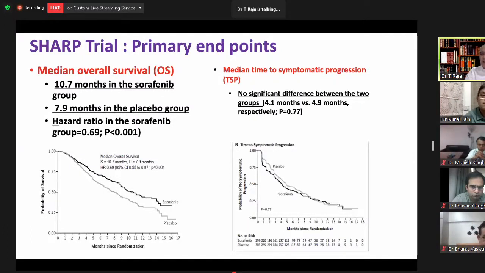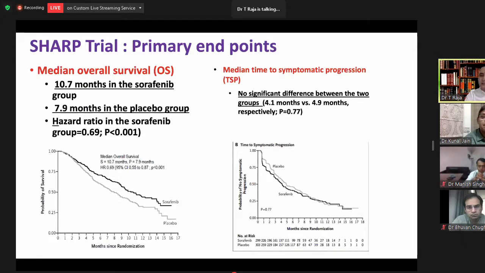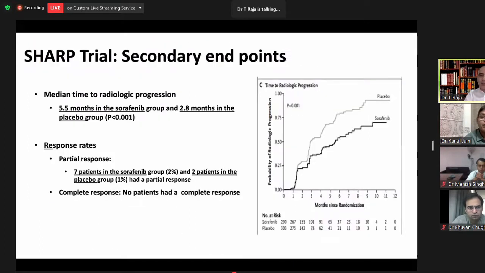Even though the other endpoints like the time to symptomatic progression were not changed, there were some other subtle and secondary endpoints, like median time to radiological progression, so on and so forth, which was clearly superior. So do you think, Dr. Kunal, that sorafenib is done and dusted, or still one of the bread and butter drugs for you?